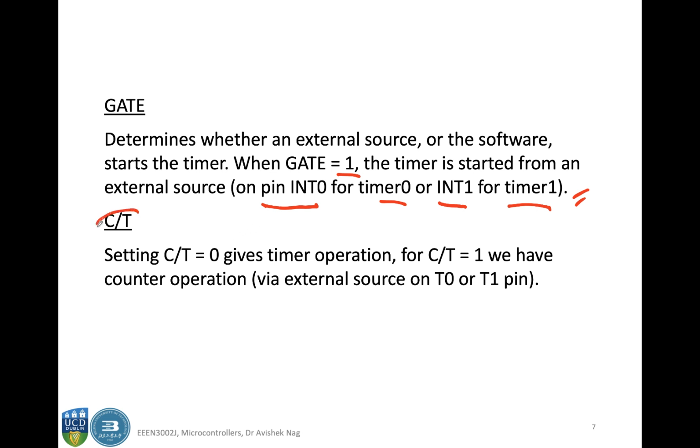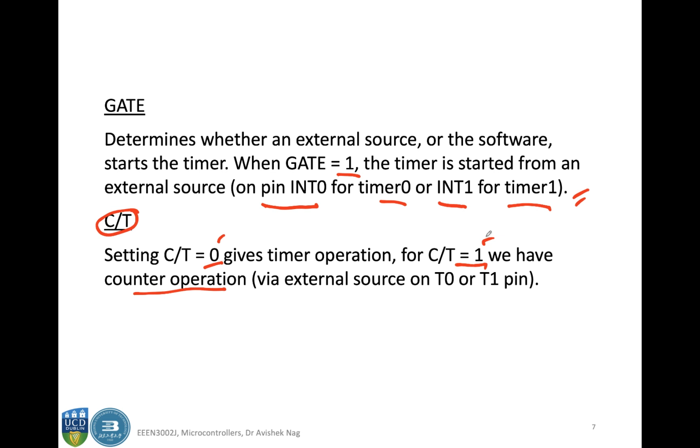Next comes this particular bit of the TMOD register. When it is set to 0, it gives timer operation. When it is set to 1, you have a counter operation. So the same timer can be configured as a counter or a timer based on whether this bit is 0 or 1.